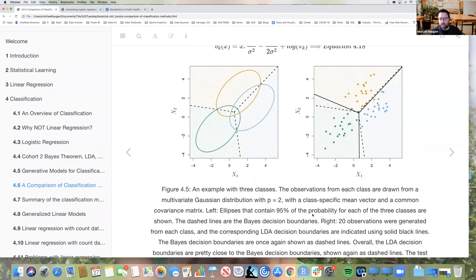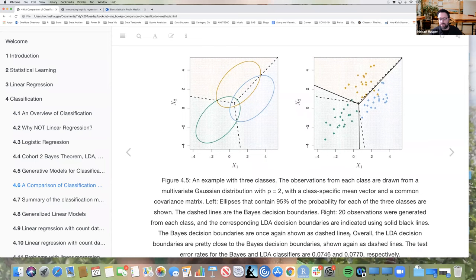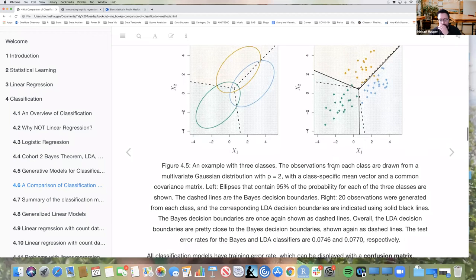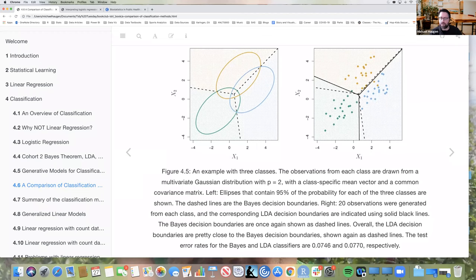On the left, ellipses that contain 90% of the probability for each of these 3 classes are shown. The dashed lines are the Bayes decision boundaries. So that's what we see here. On the right, 20 observations were generated from each class and the corresponding LDA decision boundaries are indicated using solid black lines. The Bayes decision boundaries are once again shown as dashed lines. Overall, the LDA decision boundaries are pretty close to the Bayes decision boundaries. The test error rates for the Bayes and LDA classifiers are these numbers respectively. So basically this dashed line is the theoretical one, and this is the decision boundary estimated from the training data, which is pretty close to the theoretical. As you can see, you're classifying based on where these 3 things fall. And that speaks again to having multiple predictors.